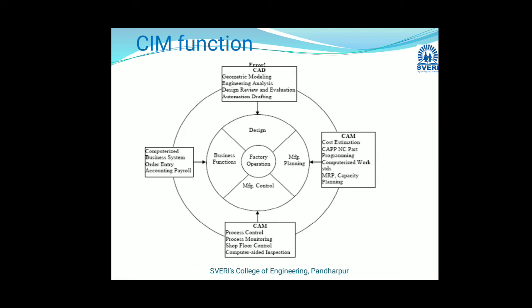planning. So monitoring is there, shop floor control is there, inspection is there, and afterwards the business functions, which have order quantity, accounting, and payroll. So this is the overall functions of computer integrated manufacturing. It is nothing but collecting or integrating all the functions of different departments into a single department, and then doing the further process for the production. Okay, so this is the computer integrated manufacturing function.